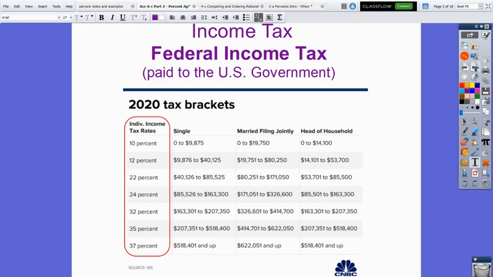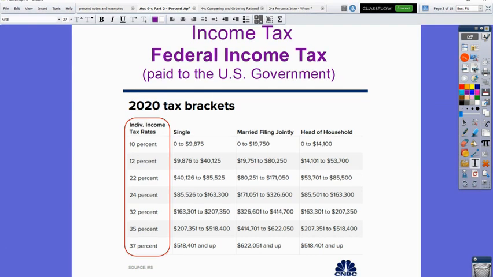That's how the U.S. government pays for everything. All of the U.S. military payments may come through federal income tax, Social Security, and lots and lots of programs. Okay, then there's the state. The state also charges an income tax.